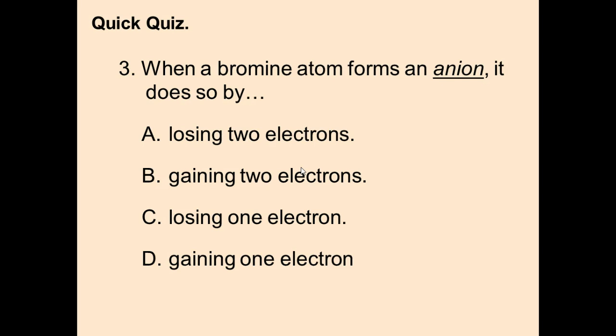So we have to go to bromine. Bromine is in column 7A, so it has 7 valence electrons, and it needs to get 8. So 8 minus 7 is 1. So it would have to gain 1 electron. And so the correct answer is D.